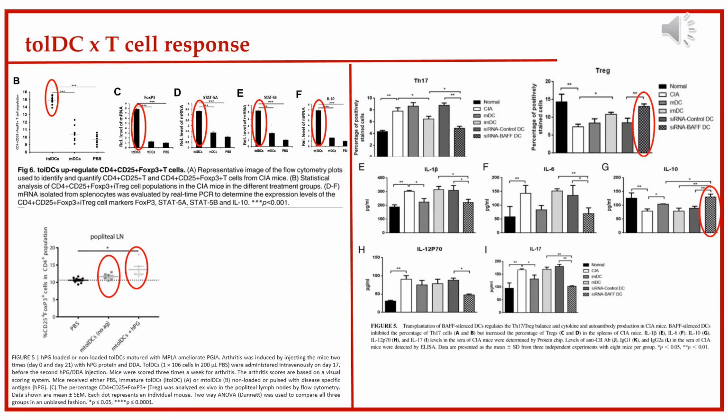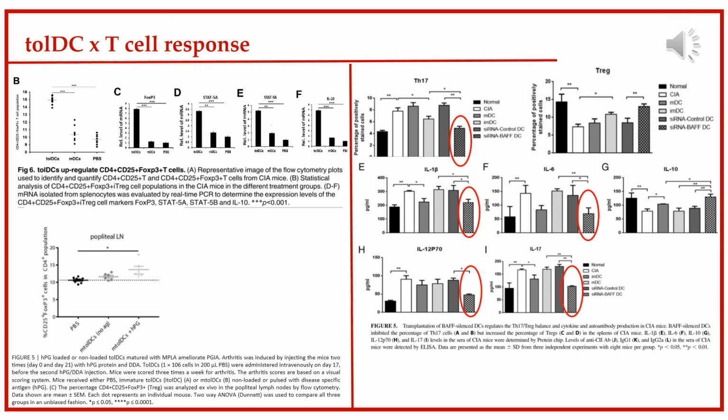According to this result, we can verify that arthritis animals treated with tolerogenic DCs had an increase in the population size of Treg cells when compared to the control. And the treatment with tolerogenic DCs was able to suppress Th17 cell populations and pro-inflammatory cytokine production.